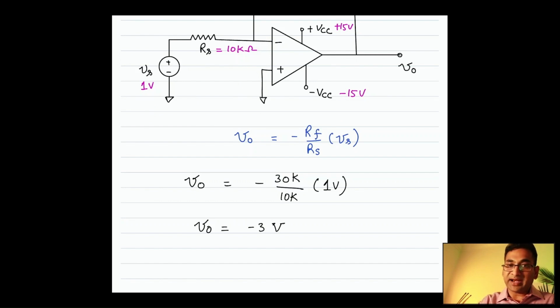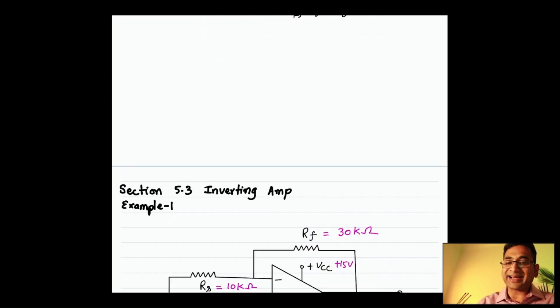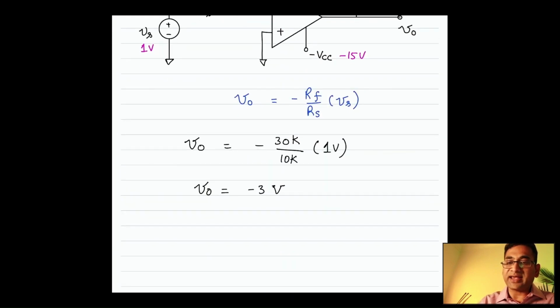He mentioned as part of the observations that when the output is negative, the input is positive, and vice versa. That's exactly what we see here. The input is positive 1 volt, that's a number that we picked, and the output is turning out to be negative.